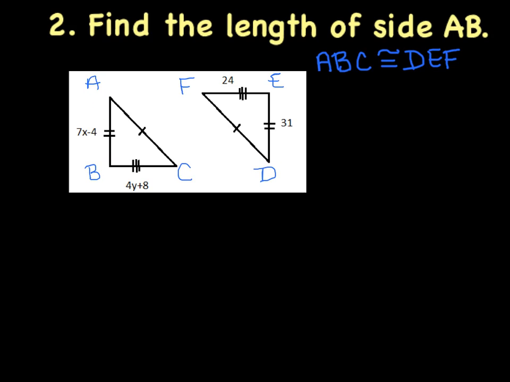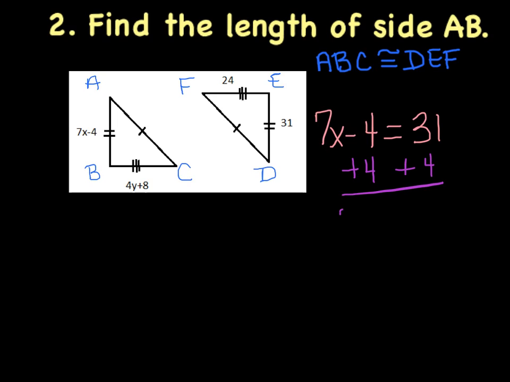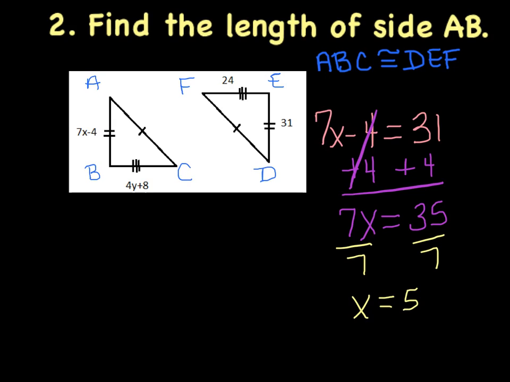So all we have to do is set up an equation. We know that 7x minus 4 is equal to the congruent side, which is 31. Now we just have to solve our equation. We'll get x and plug it back in. So add 4 to both sides. We're just solving for x. So 7x equals 35. Divide by 7. So x equals 5.